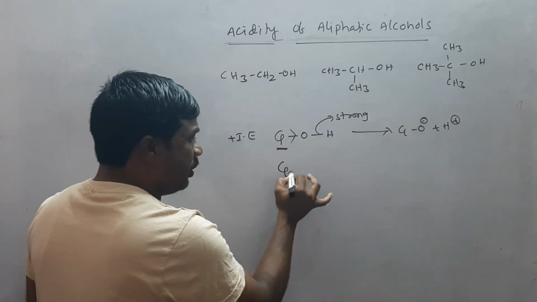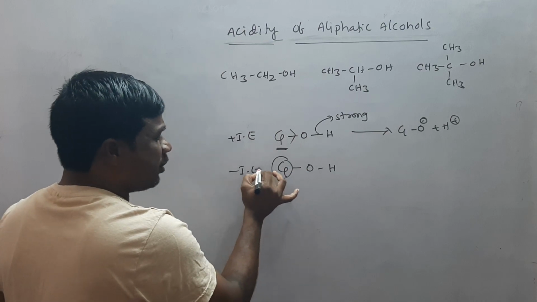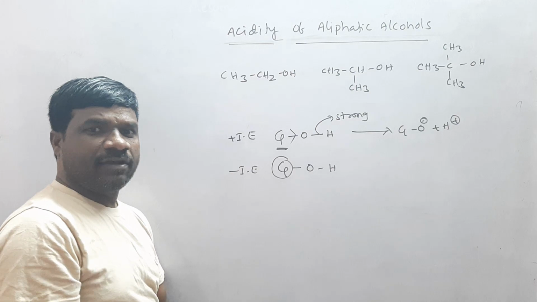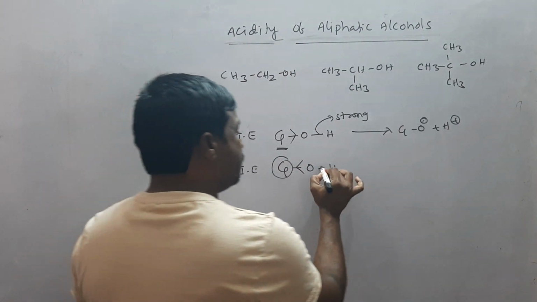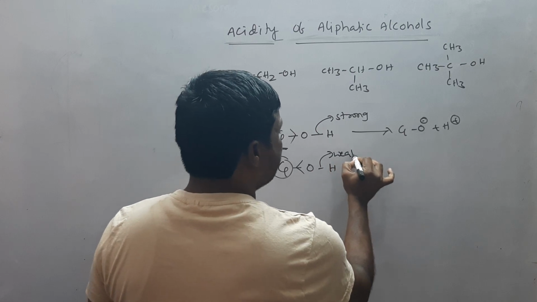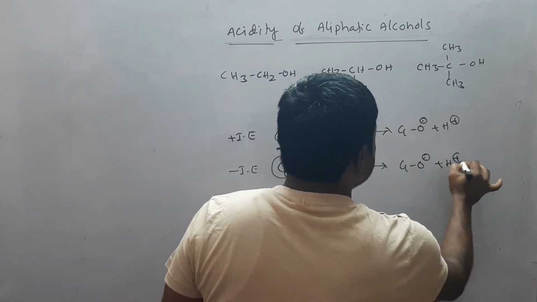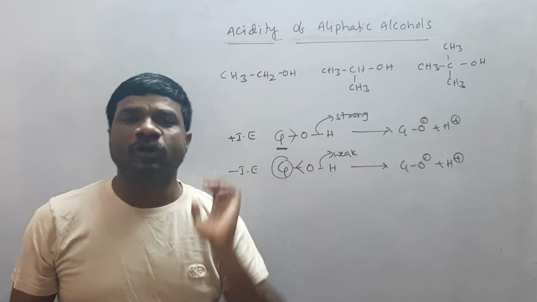Here, for example, this group is a minus I group. Minus I group means electron withdrawing group. The bonded electrons move towards the group direction, so this bond is very weak, so here it loses H plus. In these two, whichever easily loses the H plus ion is always more acidic.